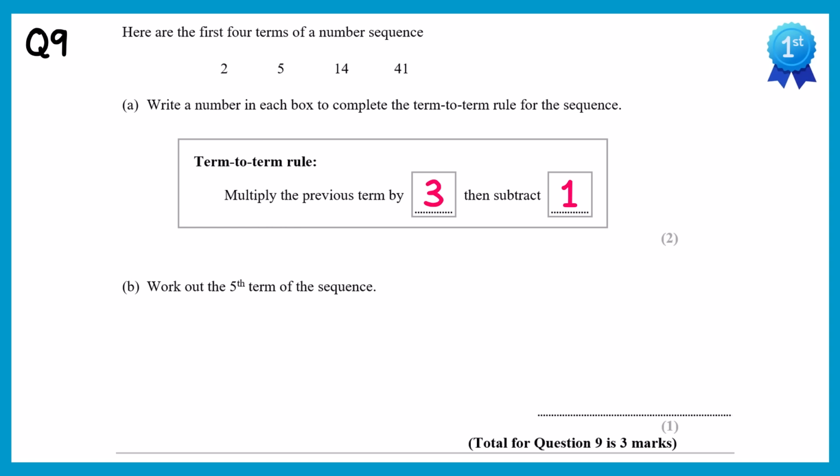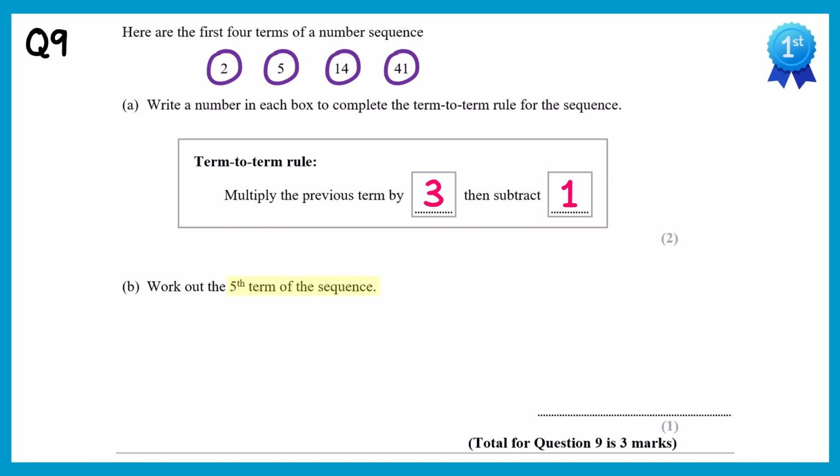You might want to use your calculator to test this out on a few terms. So if you start with 2 and multiply it by 3, you get 6, and then if you subtract 1, you get 5. But this also works going from 5 to 14. If you multiply 5 by 3, you get 15, and then subtract 1, you get 14. And if we do this from 14, 14 times 3 is 42, and subtract 1 is 41.